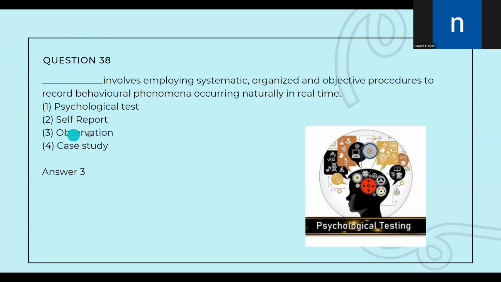So the answer for this would be observation method, option number three. Now the keywords in the statement were systematic, organized, and objective procedures that help us in recording behavioral phenomena occurring naturally. So whenever we are trying to understand behavioral phenomena that are occurring in a natural environment, we always utilize observation method. So the correct answer is option number three, observation.